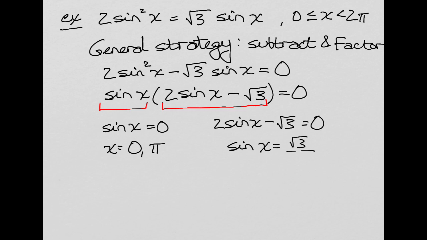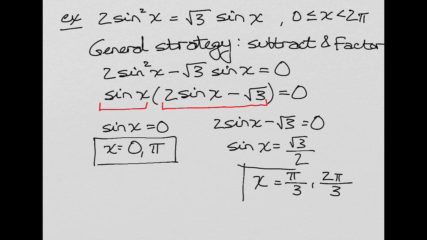The value of sine x is positive root 3 over 2 in quadrants 1 and 2, and that happens at pi over 3 and 2 pi over 3. So this equation has 4 solutions. There they are.